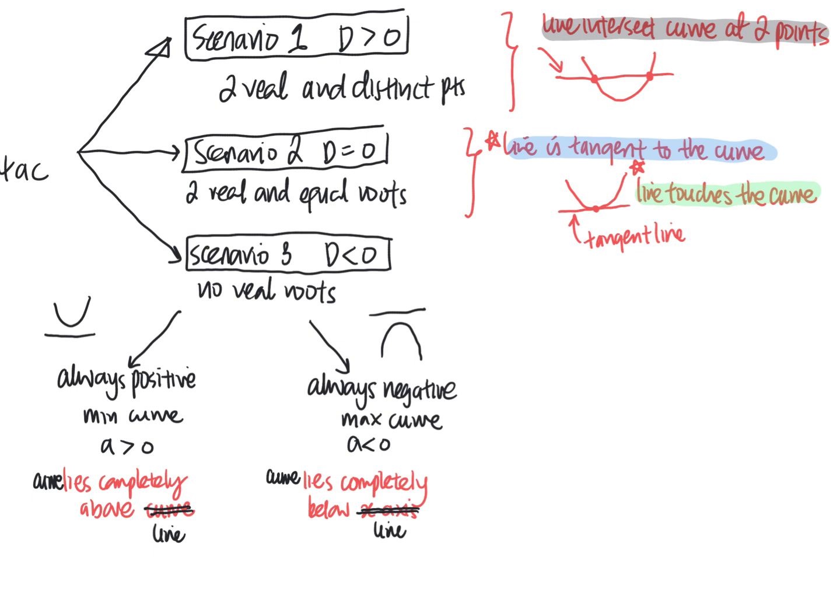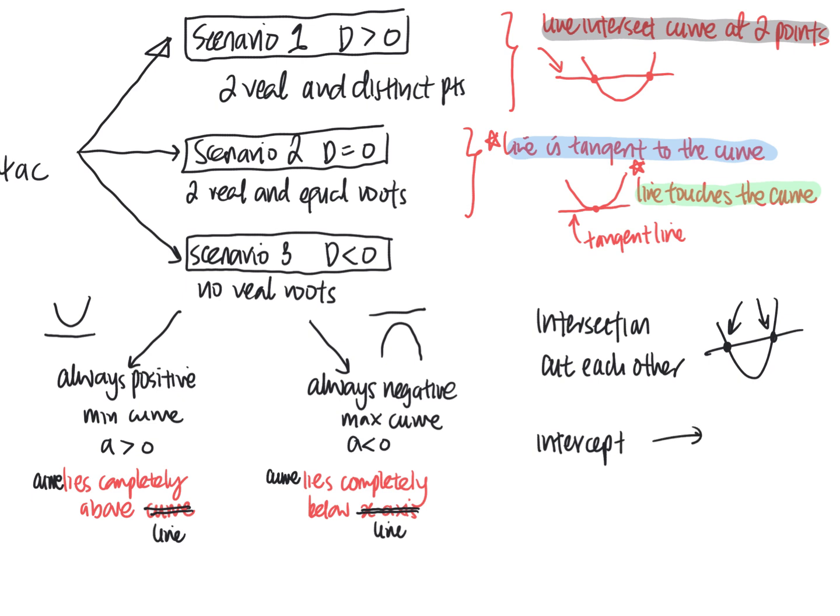Yes, Raj? What's the difference between intercept and intersect? Okay. Intersection means where they cut each other. So like line and curve, they cut each other at these two intersection points. But when I say intercept, it is either cut the x-axis or cut the y-axis only, no other places. But intersection can be anywhere, where the line cuts.